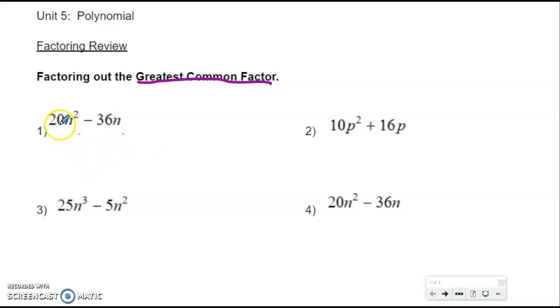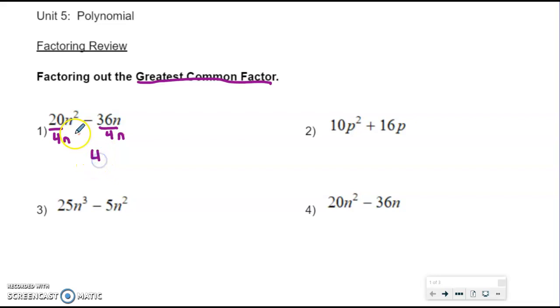So if I'm looking at 20 and 36, I'm asking myself, what is the largest thing that goes into both 20 and 36? And I know that 4 is the number that goes into both of those terms. So I'm going to divide both of these terms by 4. Because both of these have an n, I can also take out an n as well. So factoring is basically me rewriting it as a product.